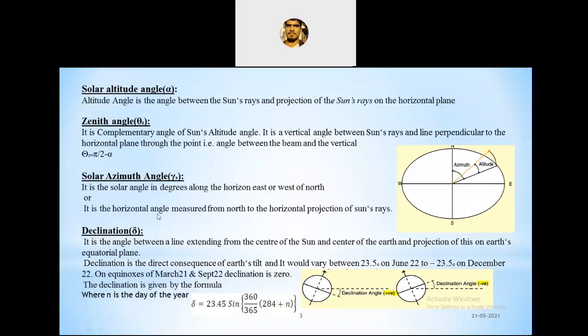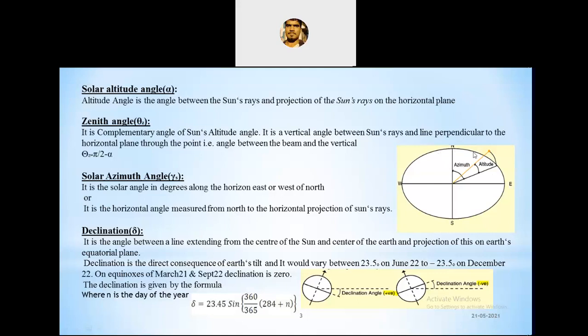It is the horizontal angle measured from north to the horizontal projection. So this is the north and this is the west. If you measure westwards, this angle becomes positive. And if you measure from the east through the north, it becomes negative.